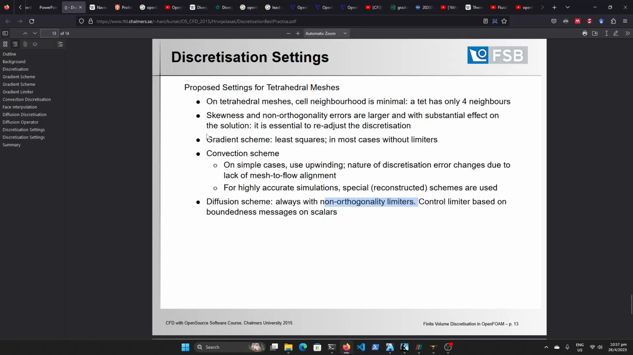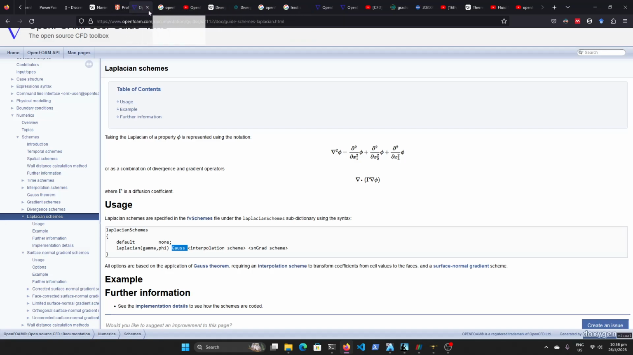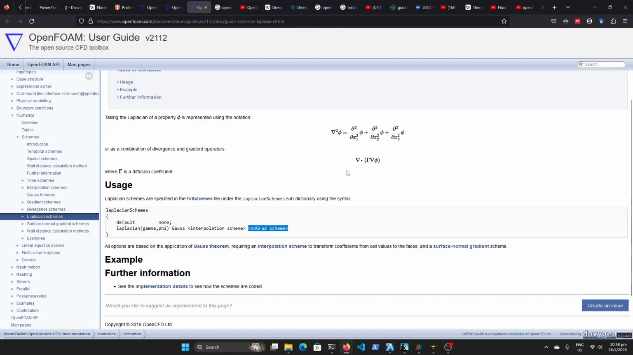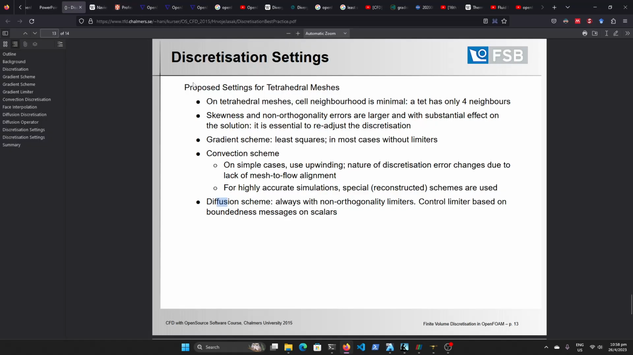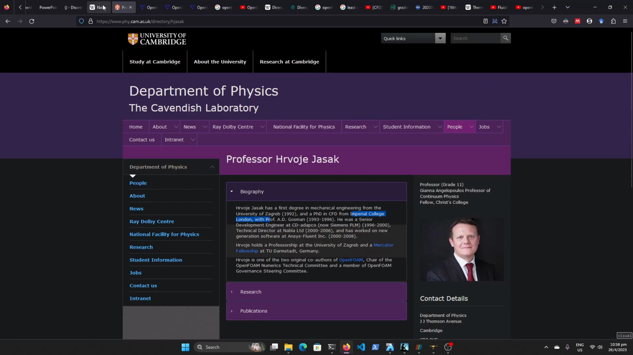So we know what gradient schemes, convection schemes and diffusion schemes are. We can look with reference to the Navier-Stokes equations. And of course, we can look at the OpenFOAM documentation itself to see which terms they're talking about. So Laplacian schemes, divergence, gradients, and so on, and interpolation. This particular document is by Professor Jasak from Cambridge Department of Physics.